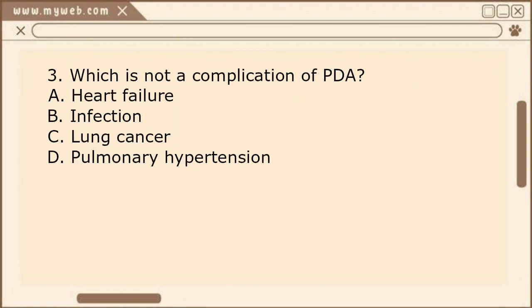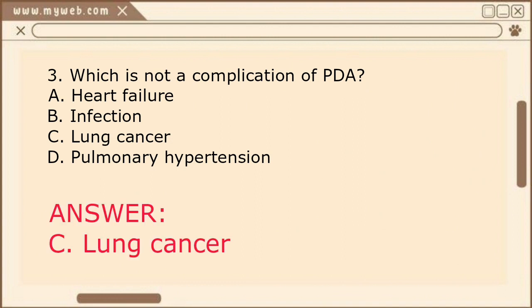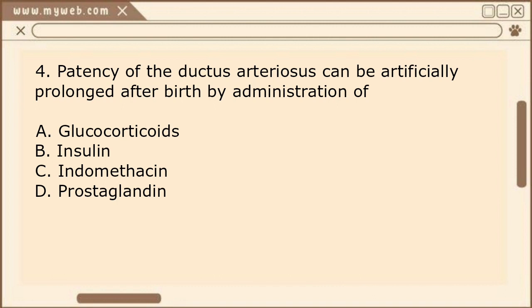Which is not a complication of PDA? A. Heart failure. B. Infection. C. Lung cancer. D. Pulmonary hypertension. Patency of the ductus arteriosus can be artificially prolonged after birth by administration of A. Glucocorticoids. B. Insulin. C. Indomethacin. D. Prostaglandin.